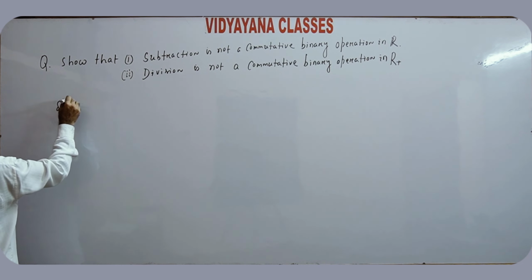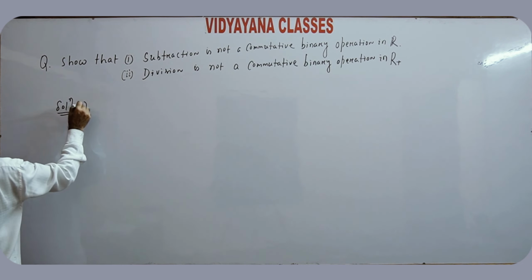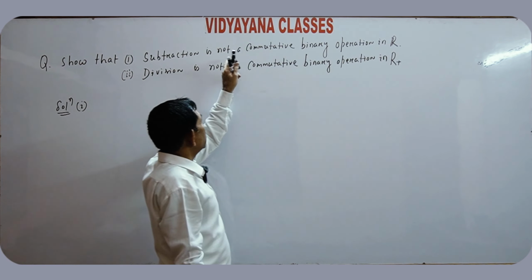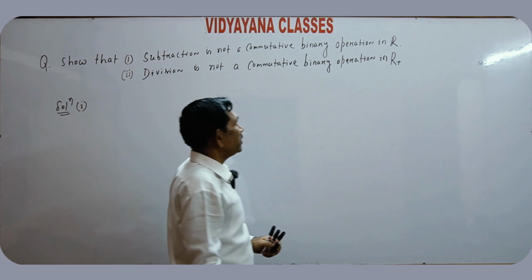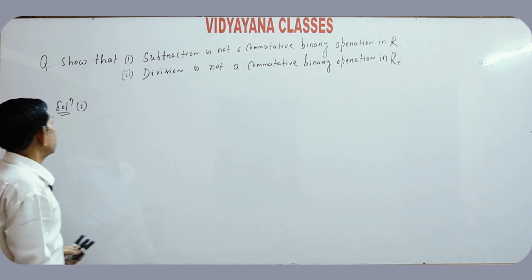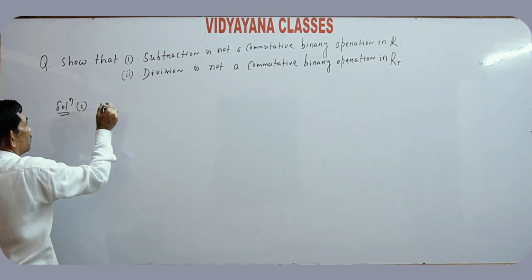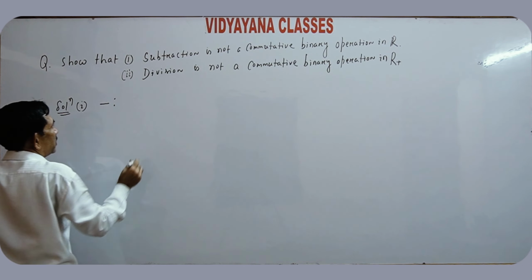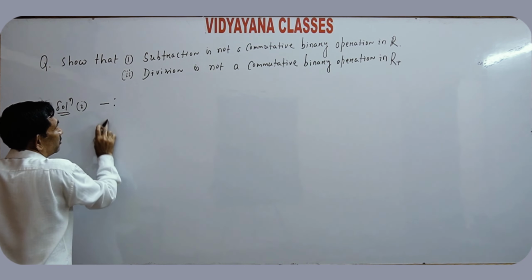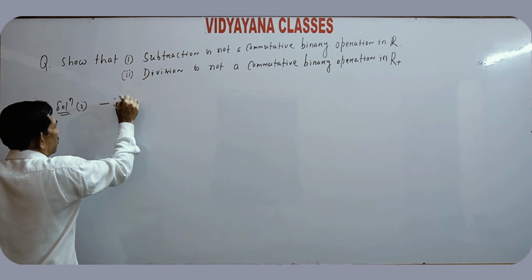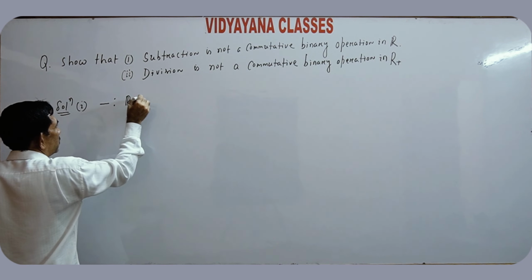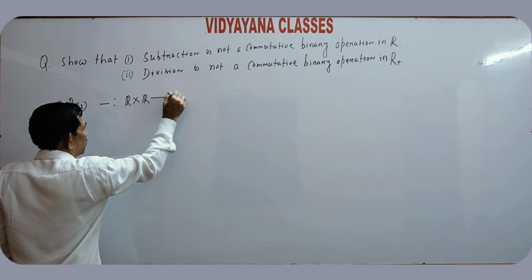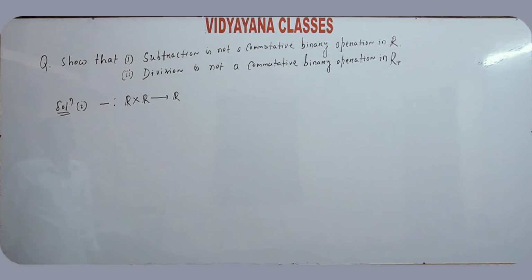Solution, first bit. Subtraction is not a commutative binary operation in the set of real numbers. The minus sign is the symbol of subtraction, so that R cross R to R. R is the set of real numbers.